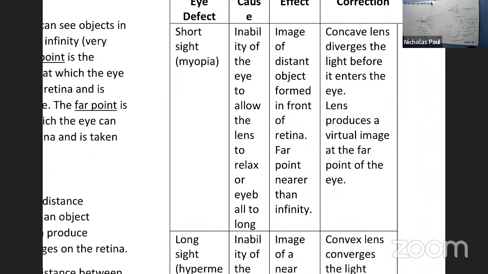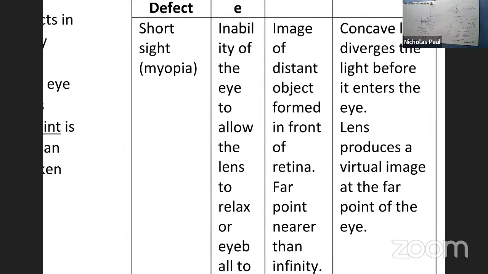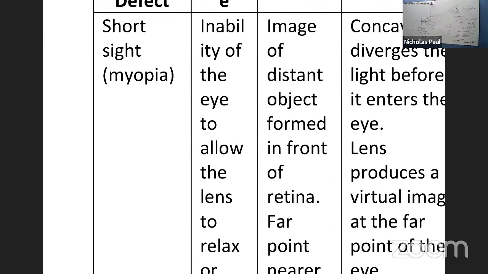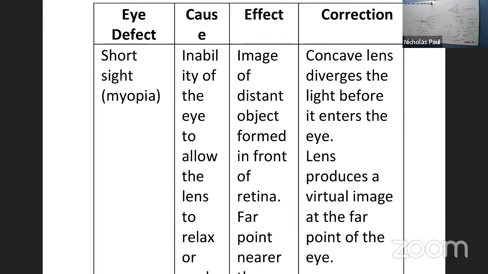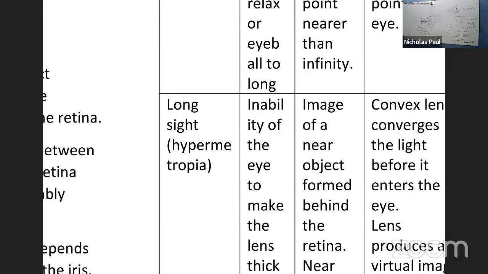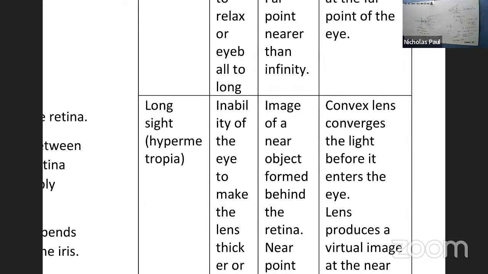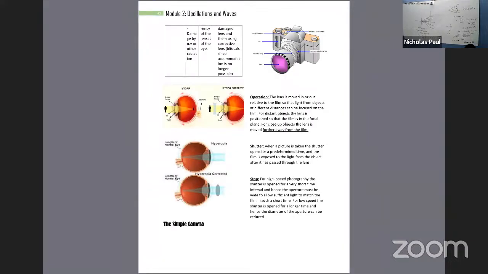You need to read up on short-sightedness and long-sightedness. How do you fix short-sightedness? Concave lens. And long-sightedness is fixed with convex lenses. Make sure you can draw it, make sure you can explain, and please read up on the rest.